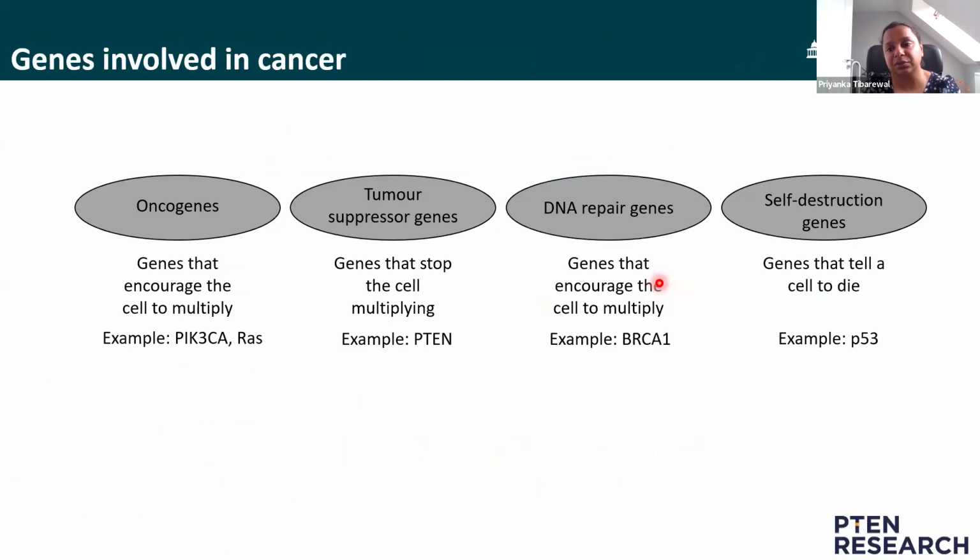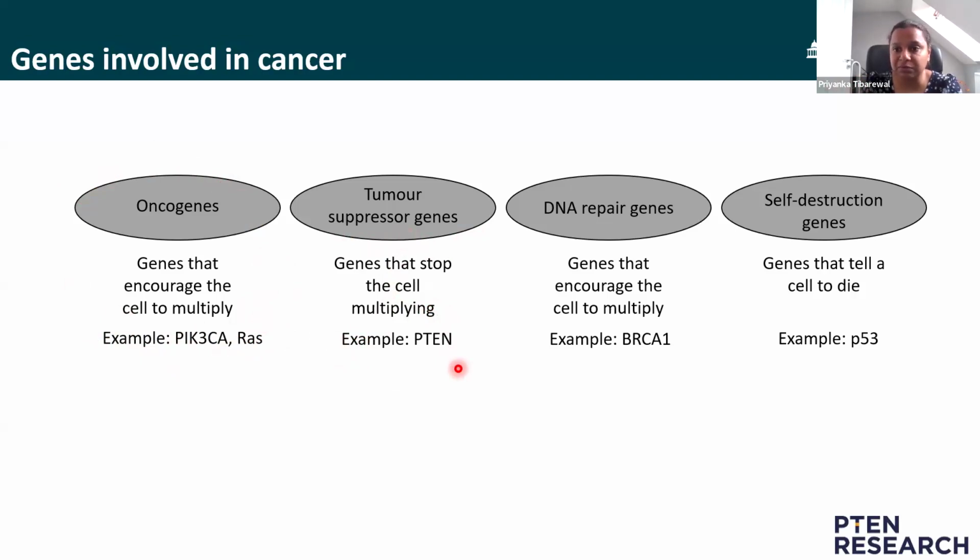So there are different types of genes that are involved in cancer. You must have heard some of these terms before, but we classify them into four main categories. So you've got oncogenes. These are genes which encourage the cell to multiply. So if you have too many oncogenes, you have too much multiplication of the cell. So these genes are not good for the cell. Usually in diseases such as cancer, there will be an increase in oncogene activity. Or you have tumor suppressor genes such as PTEN. The normal function of PTEN or other tumor suppressor genes is that they tell the cell you need to stop multiplying.